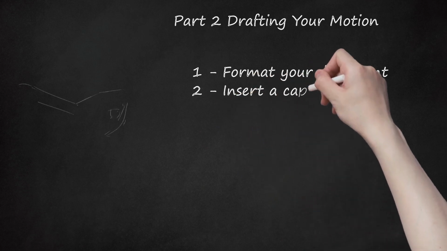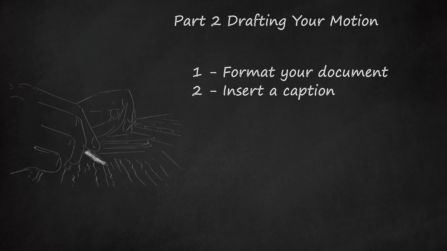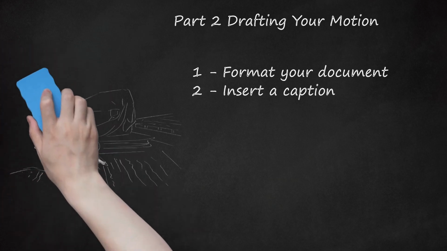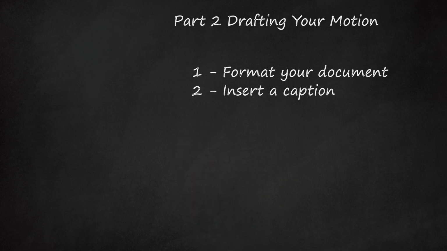2. Insert a caption. The caption is the header information that identifies the court, the parties, the judge, and the case number. You can find this information on any document filed with the court in your case. Don't forget to title the motion. You can title it Defendant's Motion for Relief from Judgment Pursuant to Rule 60(b), or something similar.